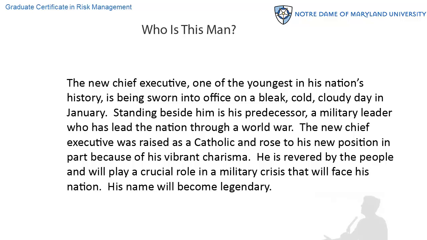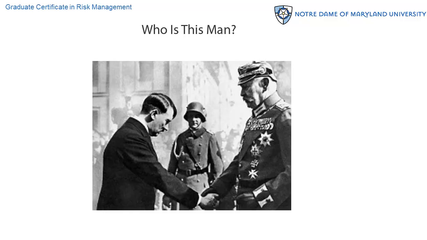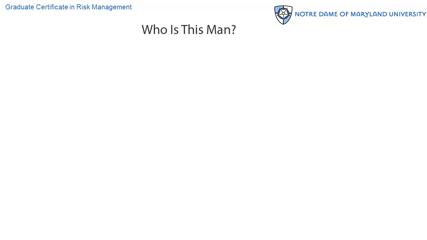In the United States, many to most people would have immediately recognized this person to be John Fitzgerald Kennedy, former President of the United States. But in fact, this is a description of Adolf Hitler. We like our explanations better than the facts.